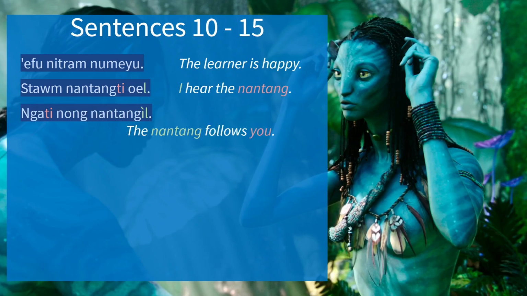Ngati nong nantangil. The nantang follows you. The nantang has the L ending, so nantang is the one following. You, nga, have the T ending, so you are the one being followed. So the direct object.